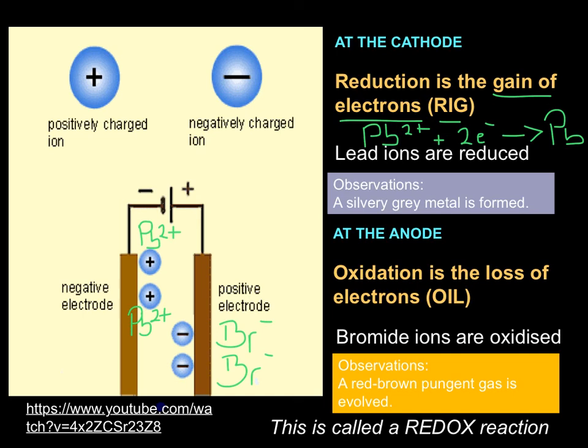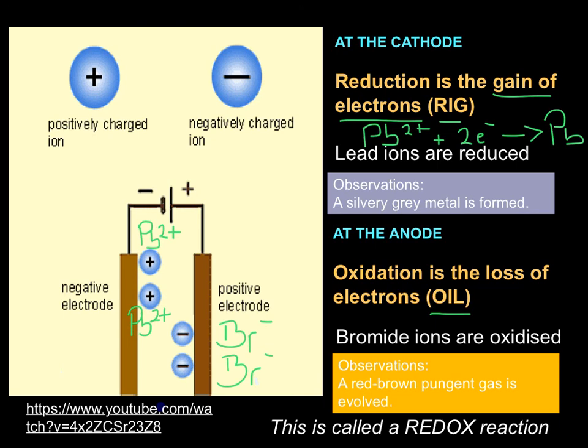And oxidation, what you write in, is the loss of electrons. And there's our OIL RIG to keep us right. Oxidation is the loss of electrons. These bromide ions have been oxidized. Now, will you go to the observations box and write in that a red-brown pungent gas is evolved. Pungent just means that it's got a strong smell, and this is our bromine gas that we have talked about.